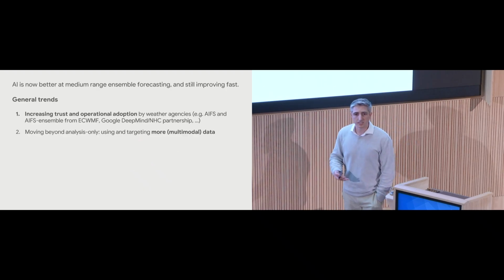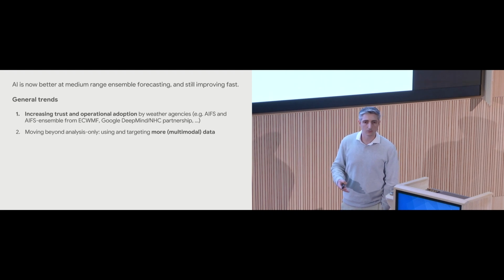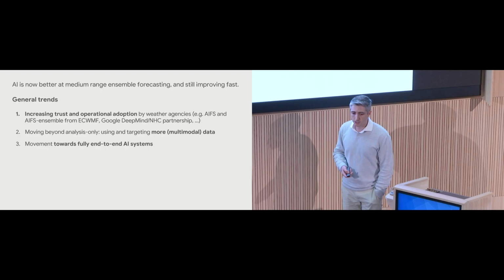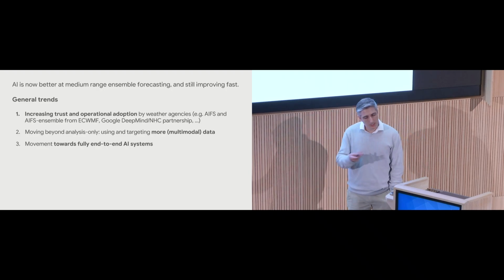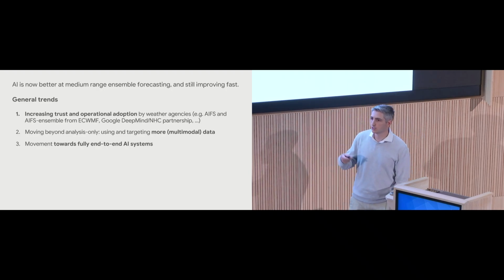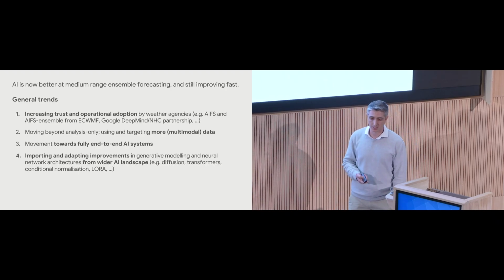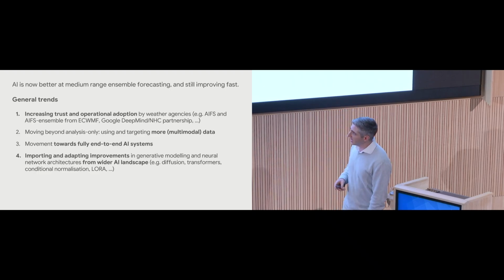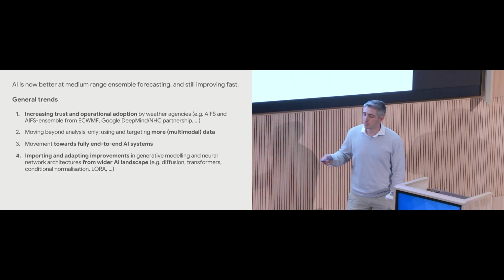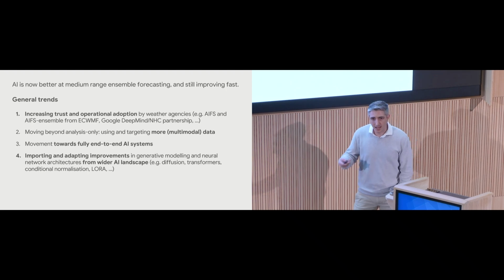Second, as I mentioned, there's definitely a trend to move beyond analysis-only models. We have more data, so we should use it. We should use it as input and train to target that data, and that's an obvious thing we're seeing across a lot of research. As I mentioned, there's also a potential movement to fully end-to-end AI systems. Can we just take observations and predict the weather directly? It's yet to be proven that this can beat a pipeline of the best individual stages, but it's something to watch for.